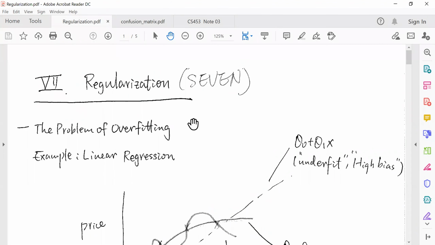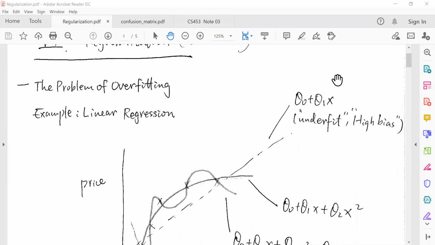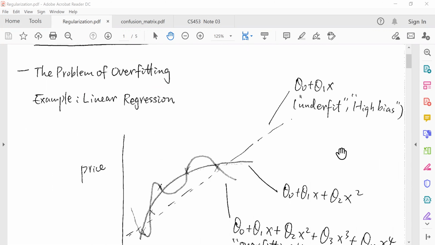The second thing today we will discuss is regularization. This is also a huge topic in machine learning. So what does that mean? We can first take a look.